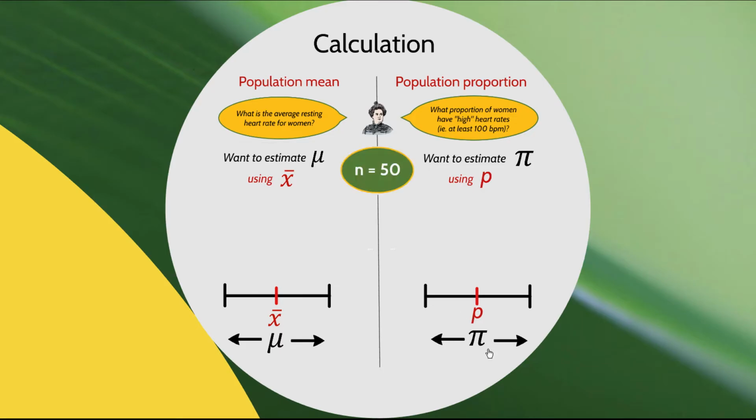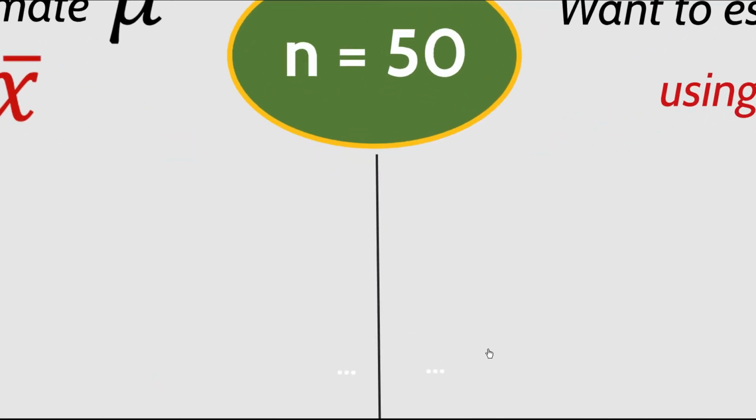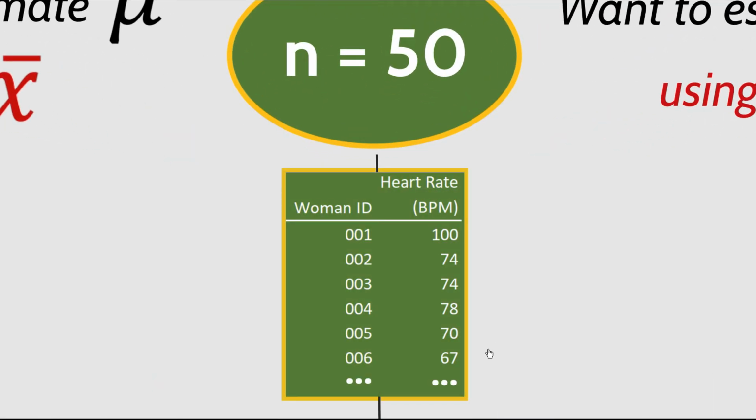So I've actually created some data for this, which you can, if you go to zedstatistics.com, download if you want to have a play around yourself. It's basically 50 women and their particular heart rate. So instead of having 5 women this time, I've gone with 50.